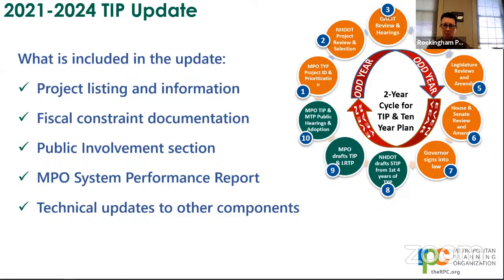We updated the system performance report. This is basically looking at all the performance measures and targets that we've talked about over the last few years. That gets all pulled together into essentially an appendix to our TIP that talks about what the performance measures are, what our targets are, and how the TIP helps us make progress towards achieving those targets. And then of course there are technical updates to other pieces throughout the document, here and there.